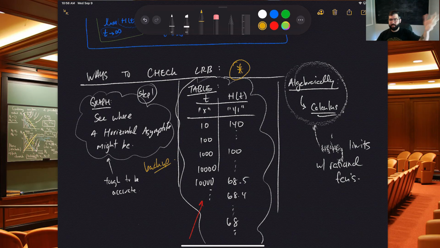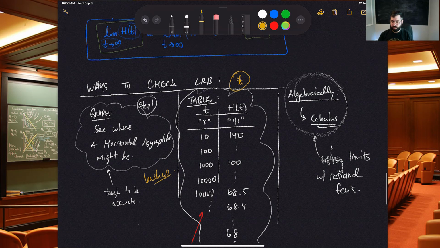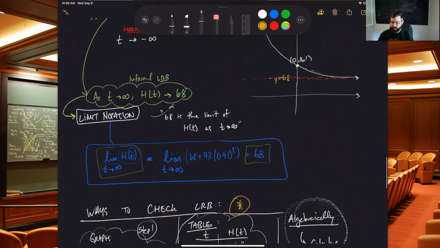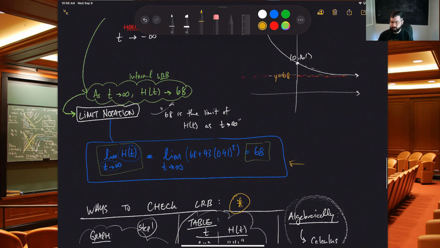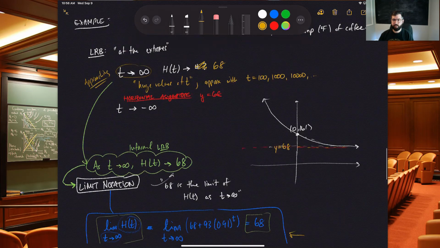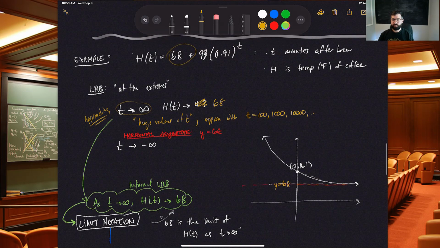Does this thing have a limit? Does this thing have a horizontal asymptote? Let me look and see in the graph if that's reasonable, and then use the table to really get a closer answer. So by doing that, you would come to see that the limit is 68 here. Okay. So we've identified this has long run behavior. This has a horizontal asymptote at 68 as t goes to infinity.